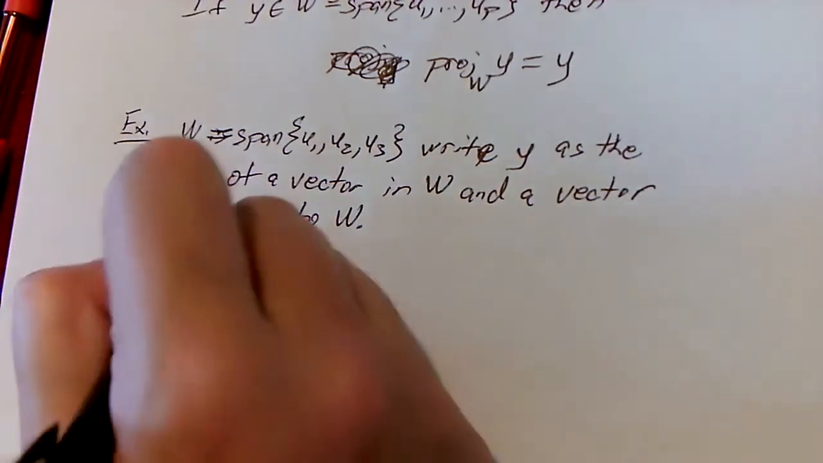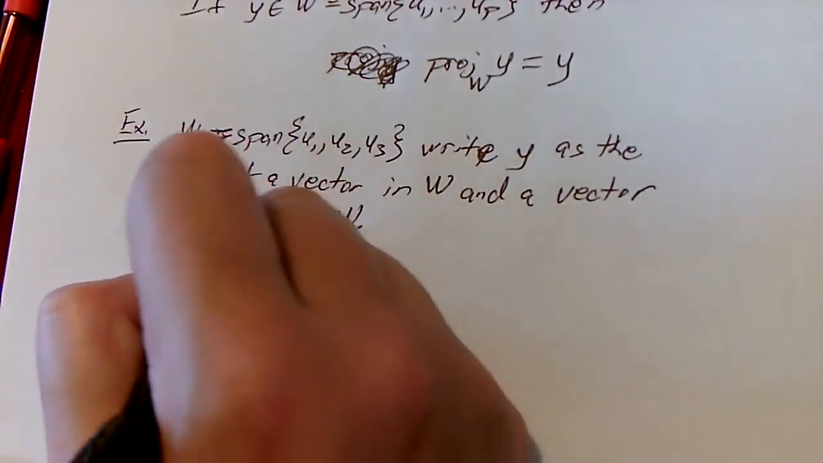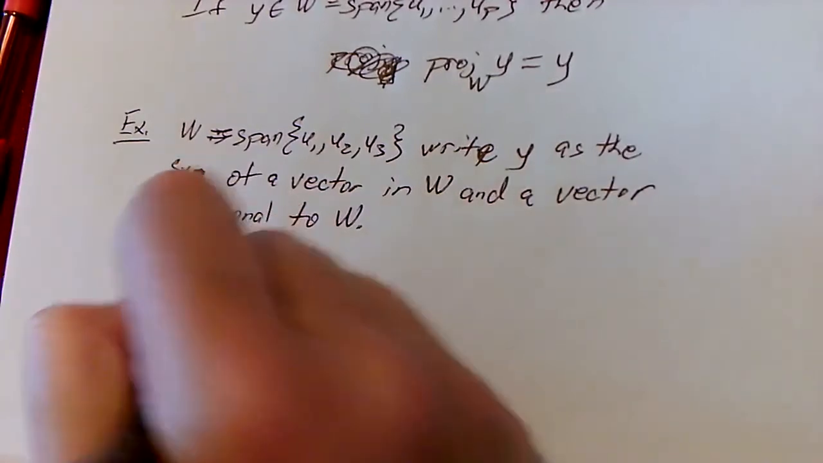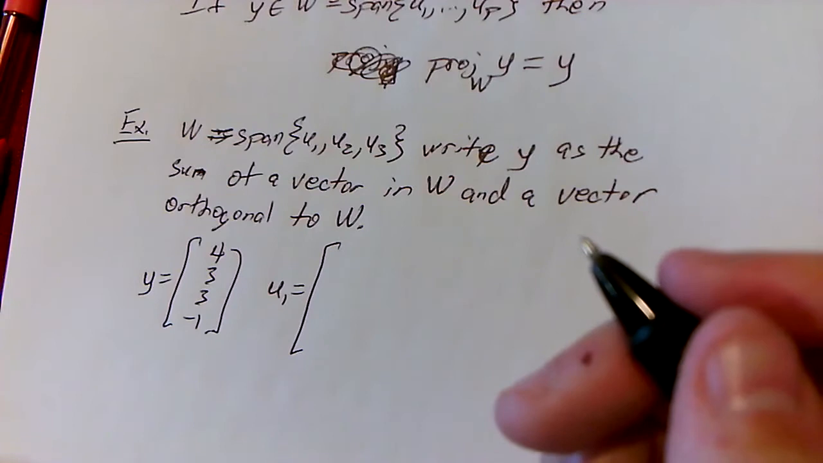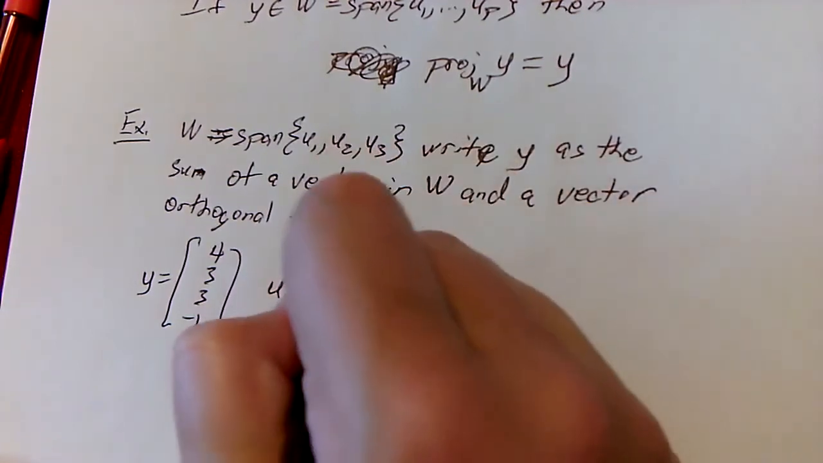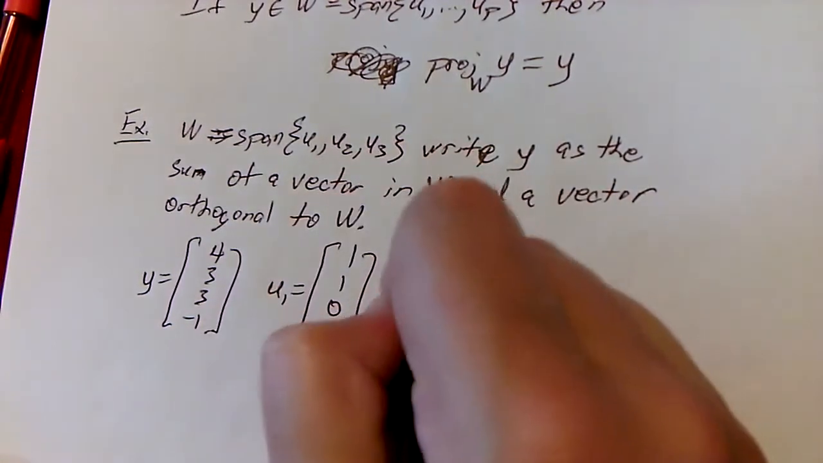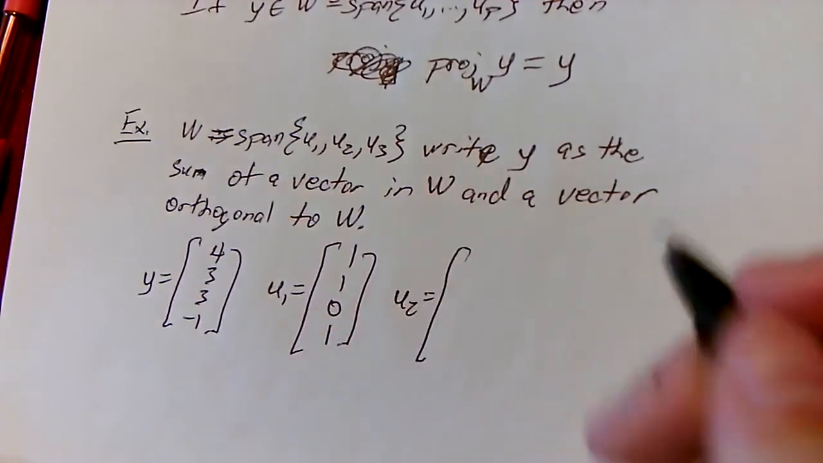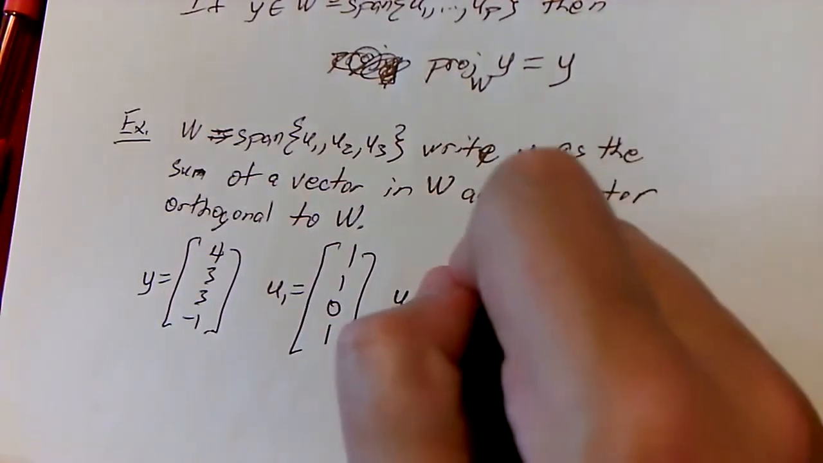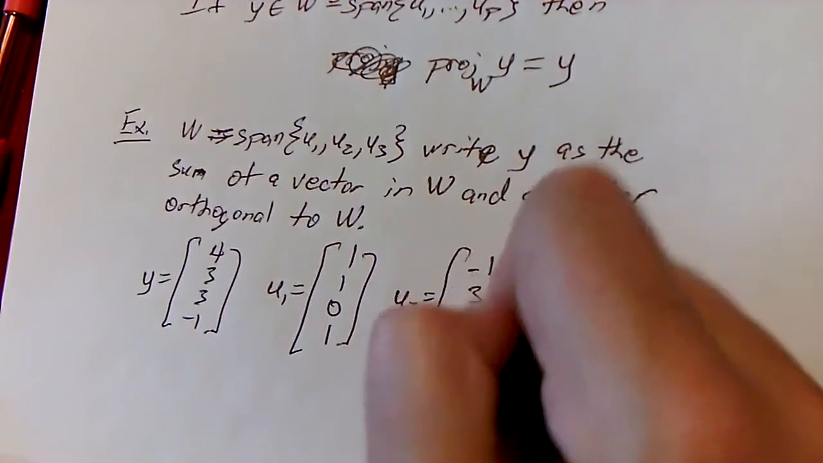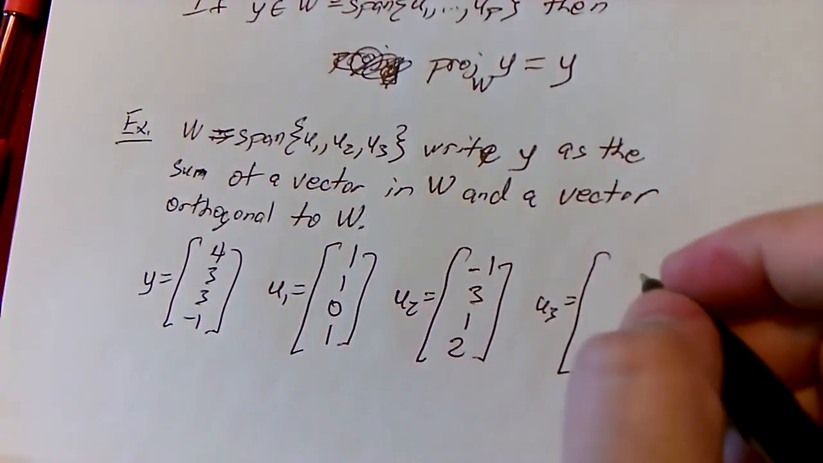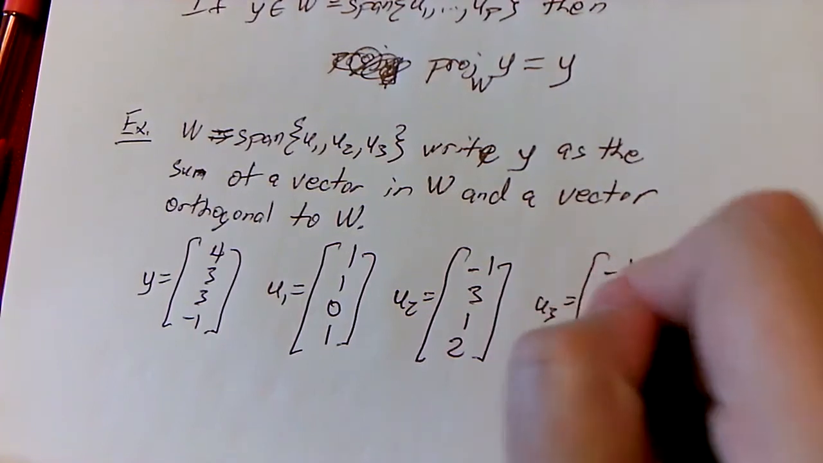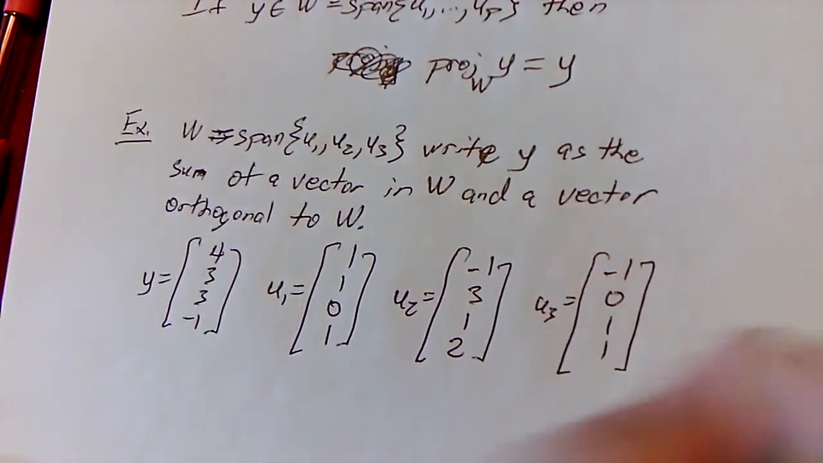So my vector y is going to be 4, 3, 3, negative 1. A vector u1 is going to be 1, 1, 0, 1. So that'll be pretty easy to work with. My vector u2, negative 1, 3, 1, 2. And my vector u3, negative 1, 0, 1, 1.